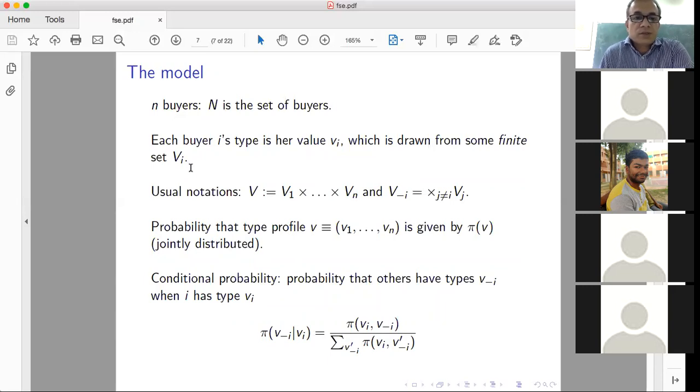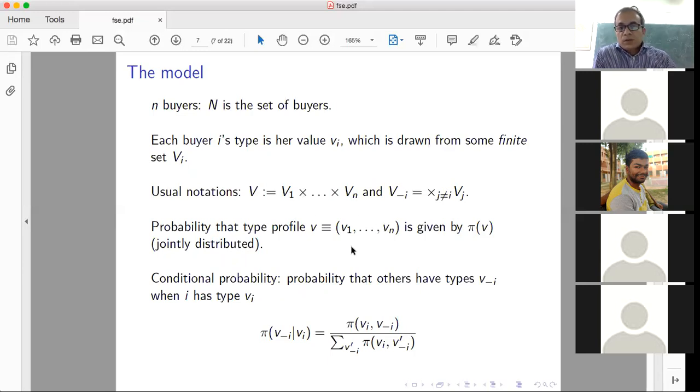So we'll use the standard notation. Capital V is just the product of the type spaces of all the agents, and this V1 to Vn can be totally different type spaces. Okay, so some agents may have high types and some agents might have low types. That won't matter. So whether agents are symmetric or not symmetric.